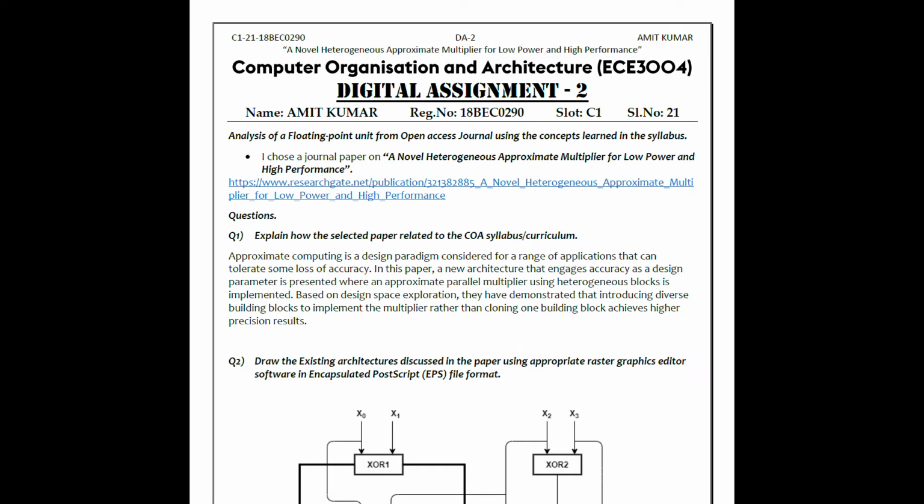So approximate computing, like I have taken approximate multiplier. Approximate computing is a design paradigm considered for a range of applications that can tolerate some loss of accuracy. So in this paper, a new architecture that engages accuracy as a design parameter is presented, where an approximate parallel multiplier using heterogeneous blocks is implemented. Based on the design space exploration, they have demonstrated that introducing diverse building blocks to implement the multiplier rather than cloning one building block achieves higher precision results.